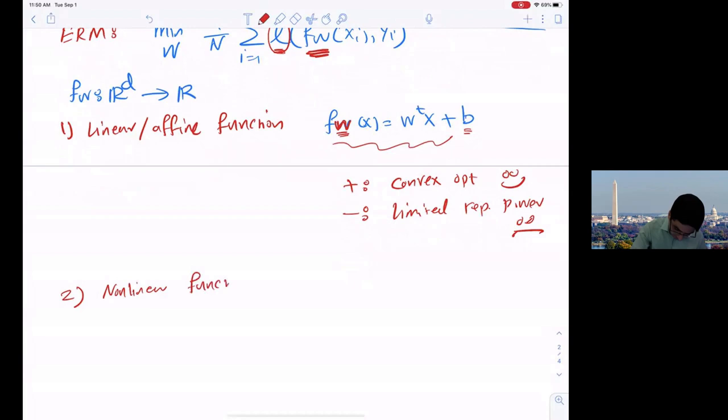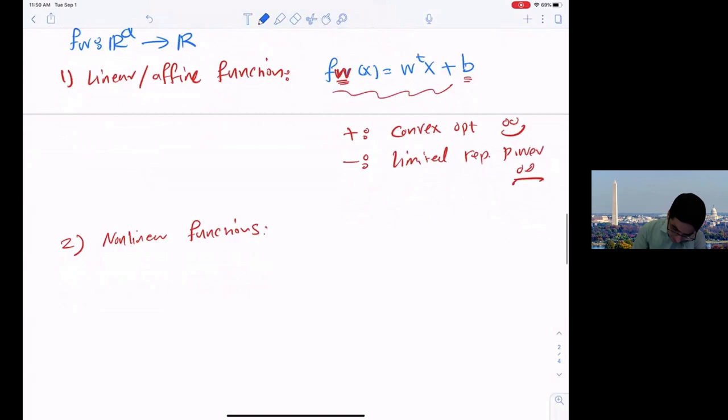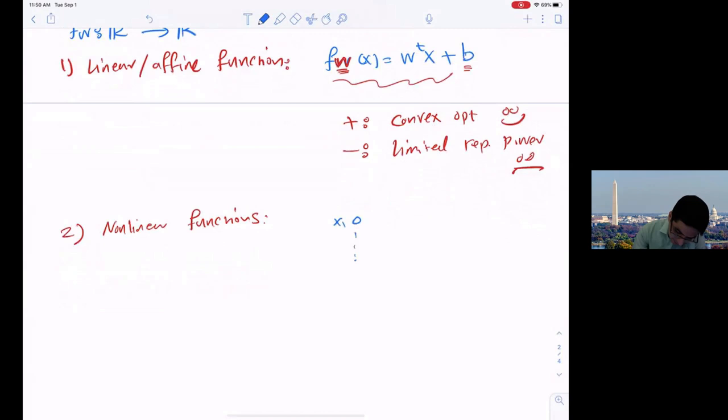Okay, so how can I add nonlinearity here? Let's look at this linear function again. I have W transpose X plus B, that's my output. So in other words, I have, say, X1 to XD, these are different components of my X. I multiply each of them with a weight: X1 by W1, X2 by W2, XD by WD.